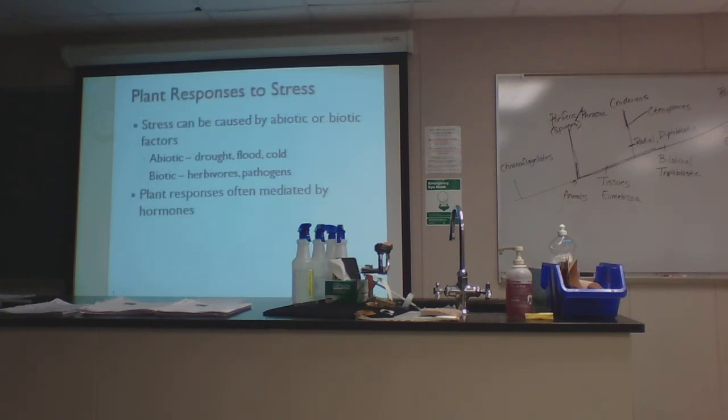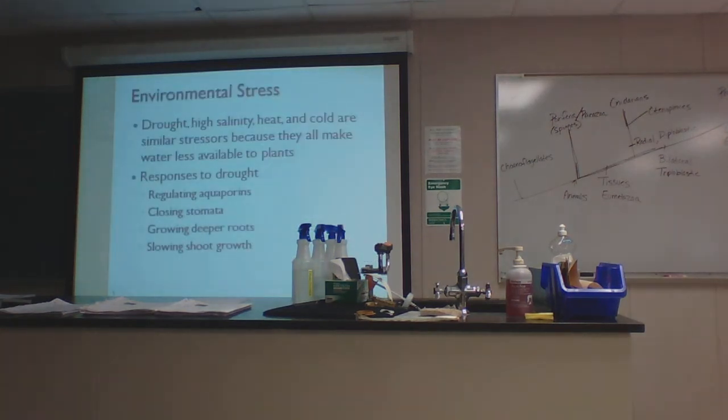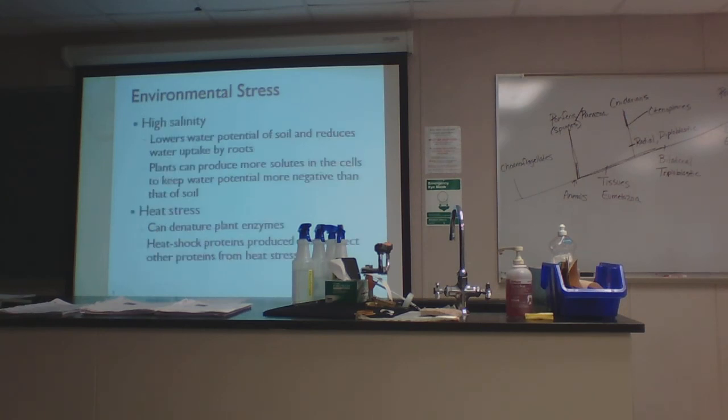Alright, plant responses to stress. So flooding causes them to do this and to grow that parenchyma, like we talked about. Responses to drought, those kind of things they do for drought. Salinity, basically what they can do, some plants anyway, they'll just increase the amount of salt in their cells to compensate for the amount of salt that's in the soil. And then heat stress, they create heat shock proteins to keep their proteins from being denatured.